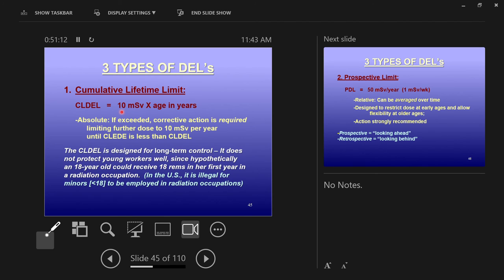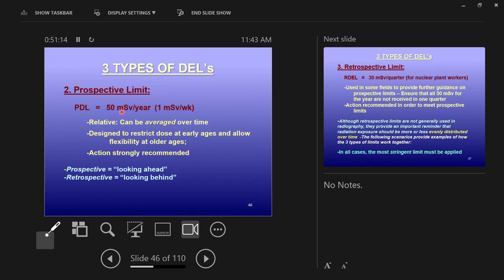For short terms, like yearly, and we'll learn in a moment quarterly, we have the prospective limit, 50 millisievert per year. This is the one that you learned a few slides ago. It can be averaged over time, but it comes out to roughly a millisievert per week. This is useful, again, over short periods of time.